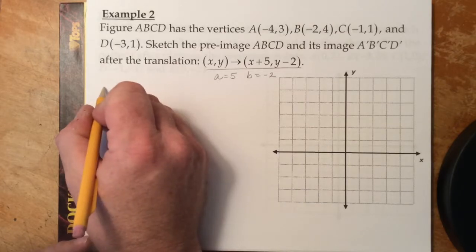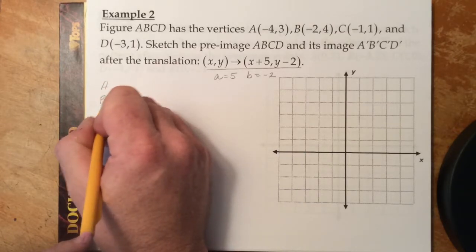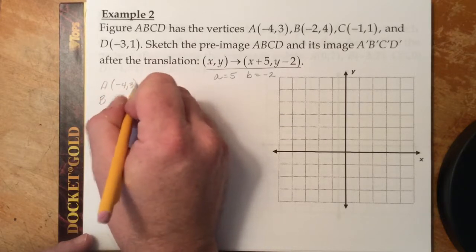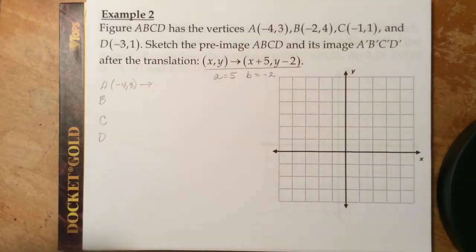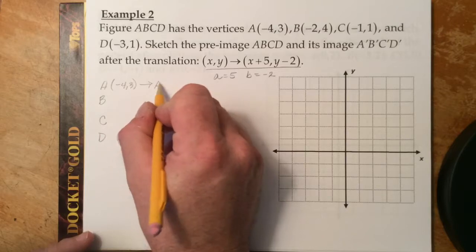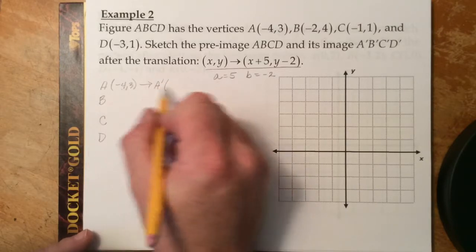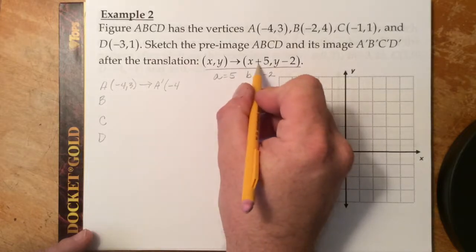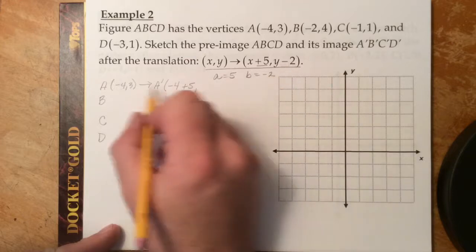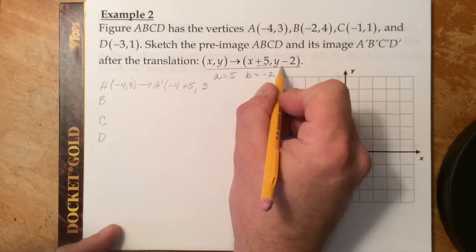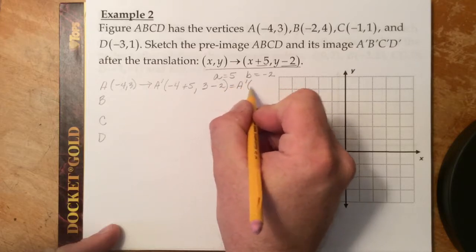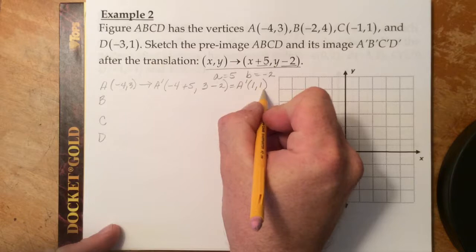So starting with the ordered pairs A, B, C, and D, we translate and we add. This will be A prime. We take the x coordinate, -4, and we add 5 to it, comma, and then the y coordinate, 3, we subtract 2 from it. And this gives us A prime is at (1, 1).